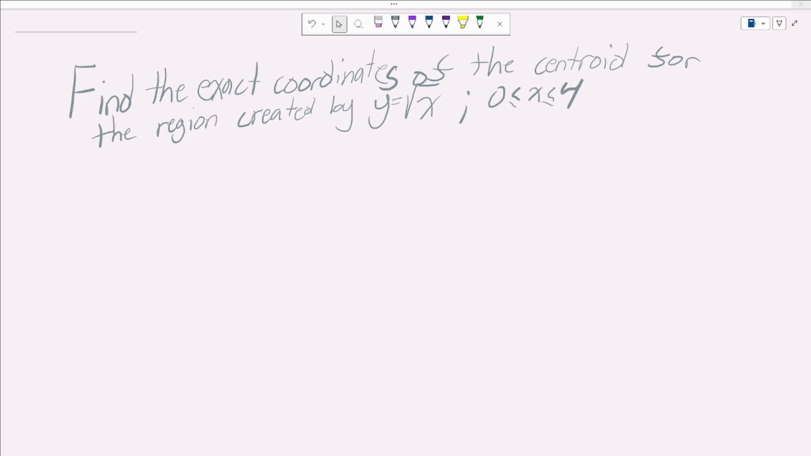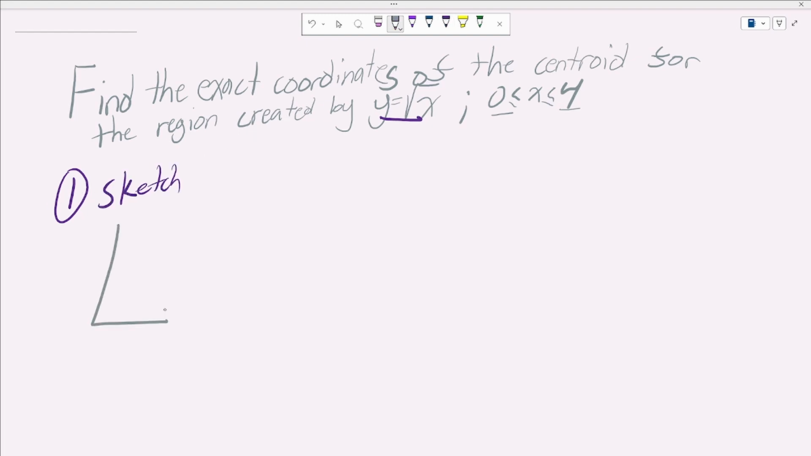Find the exact coordinates of the centroid for the region created by y is equal to the square root of x, where our x values go from 0 to 4. So the first step for these problems, when you're given a function and you're looking for center of mass or centroids, is to just always sketch.